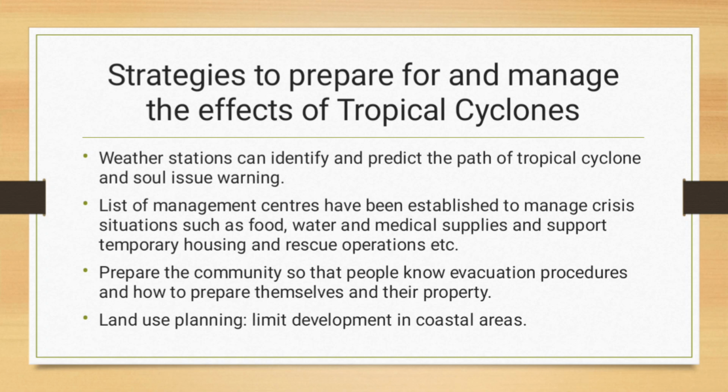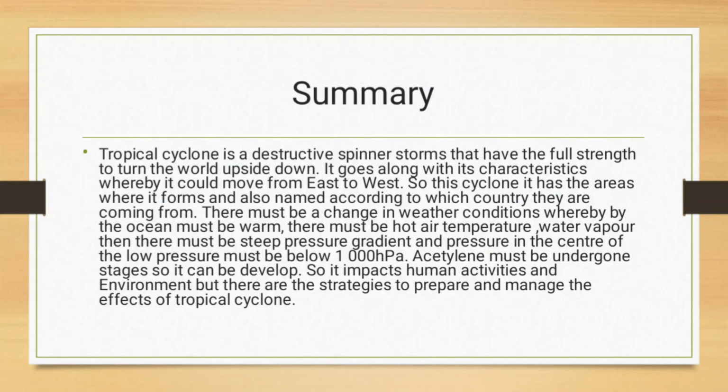Right, moving forward, here is the summary of tropical cyclones. A tropical cyclone is a destructive spinning storm. It has the full strength to turn the world upside down. It moves from east to west because it is driven by an easterly wind belt. This cyclone has areas where it forms and is also named according to which region it comes from. Those names are typhoons, hurricanes, and cyclones.